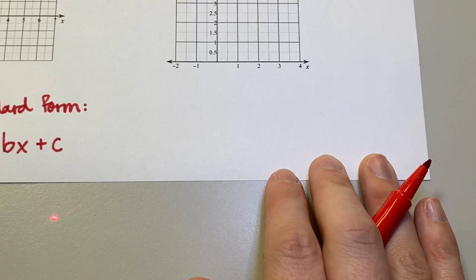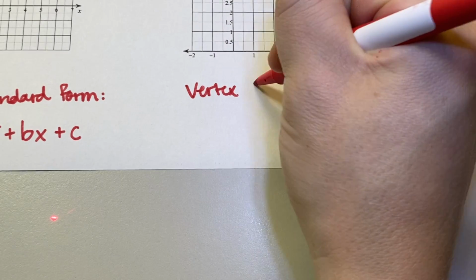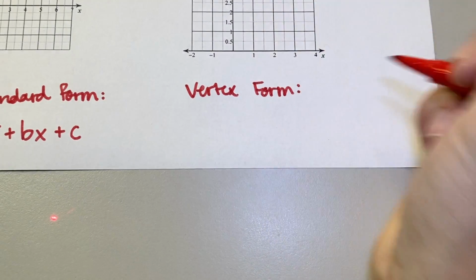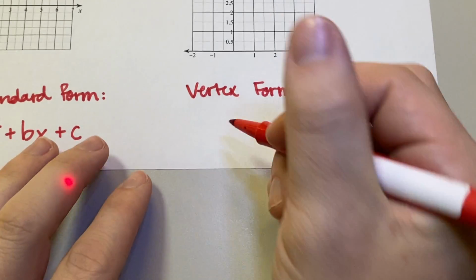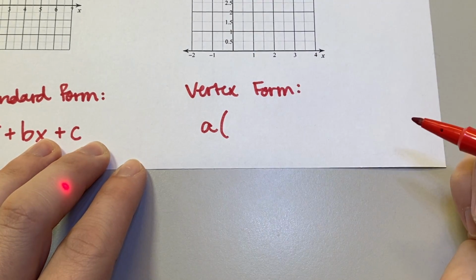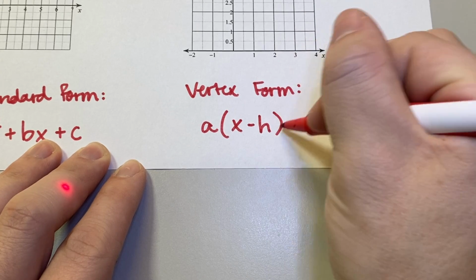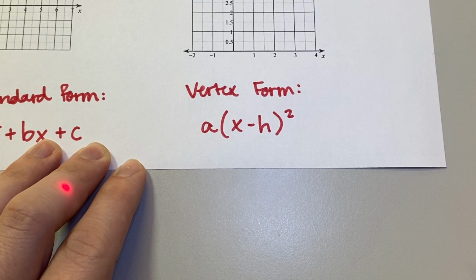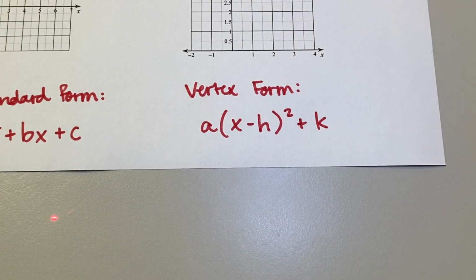And then, if you remember from last year, our second form is called vertex form. This is where A is in front of our parentheses, x minus h squared, yeah, we have h's, and then plus k on the end. So we still have an A, but we don't have a B or C anymore. We have an H and a K.